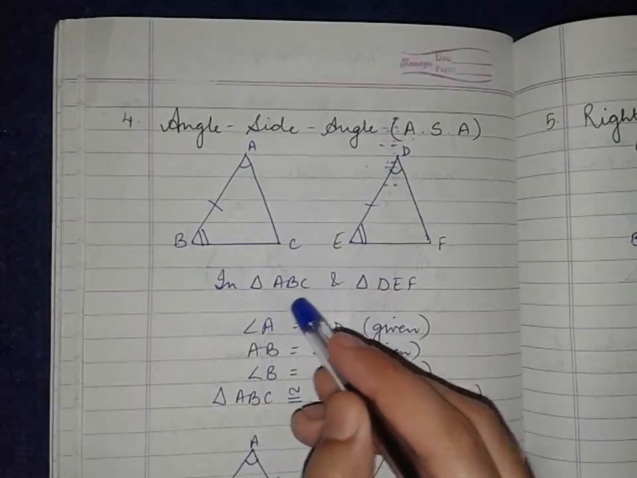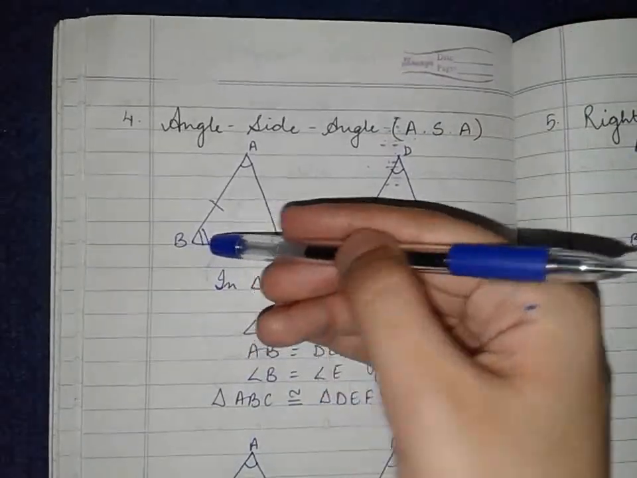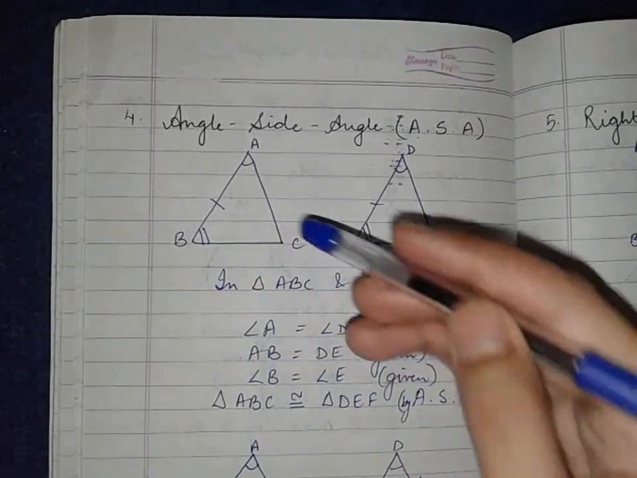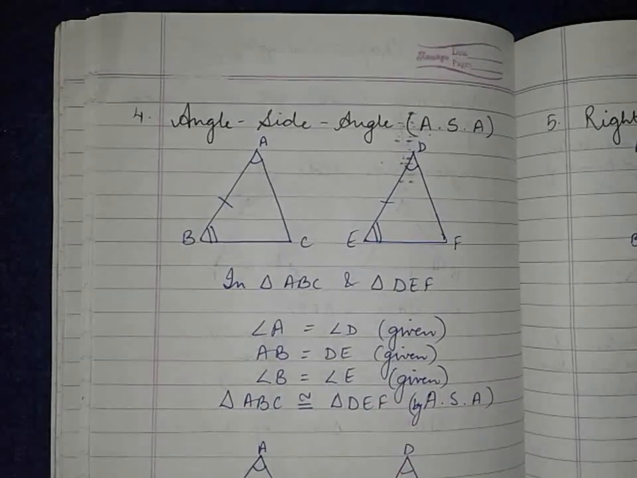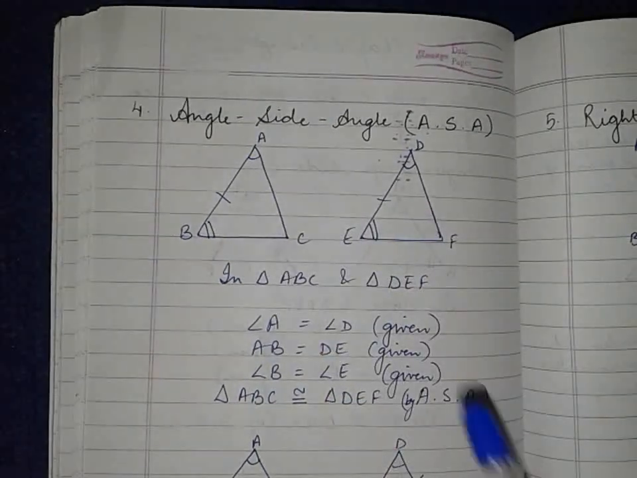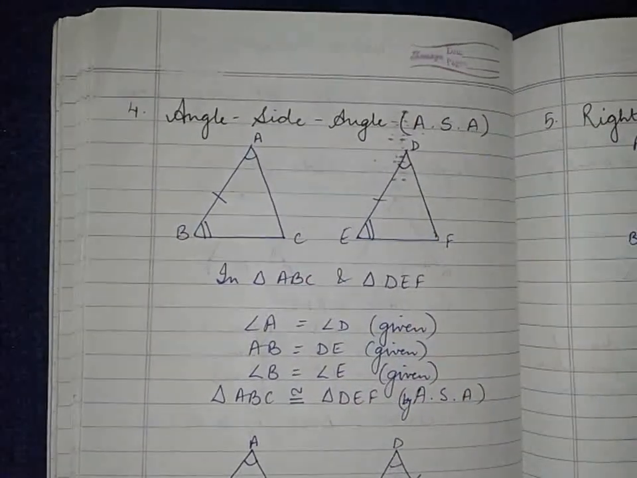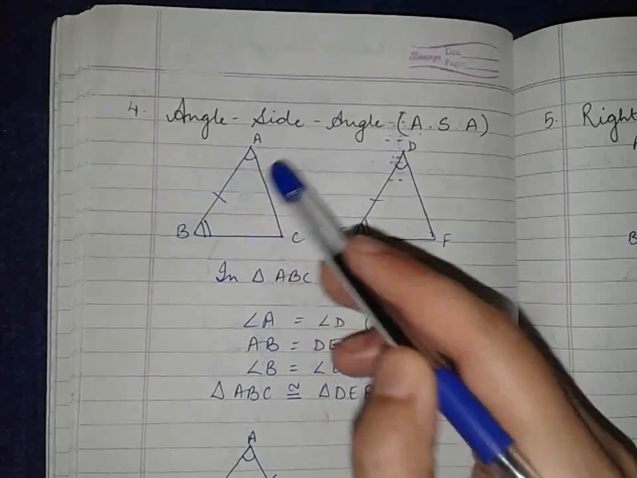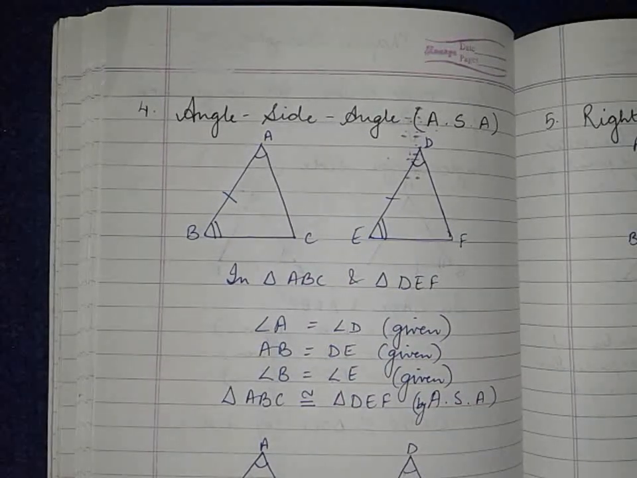In triangle ABC and DEF, angle A is equal to angle D. Angle B is equal to angle E. But now the side in between them, that is AB, is equal to DE and not this or this side. This is ASA. If the side is coming in between, the axiom is angle side angle, and if the side is adjacent but not in between, then that is AAS.